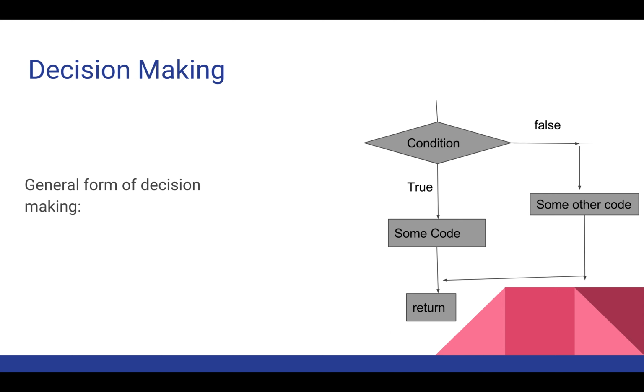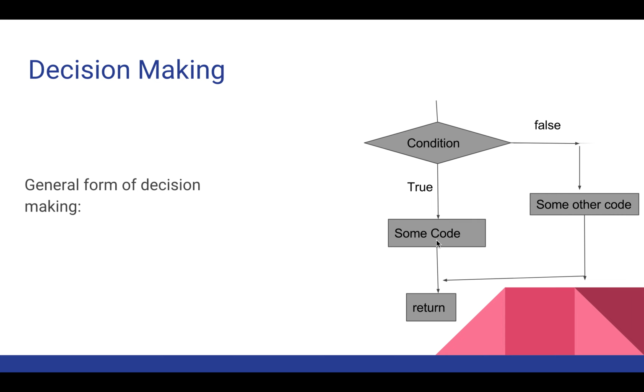Decision making. To execute different piece of code for different values of a variable or to run some extra code for a particular value, we need to use conditional statements. General form of a typical decision-making structure is as shown in the flowchart. First, we evaluate the condition and then based on its value true and false, we execute different set of statements.